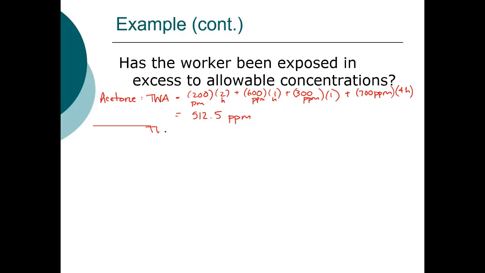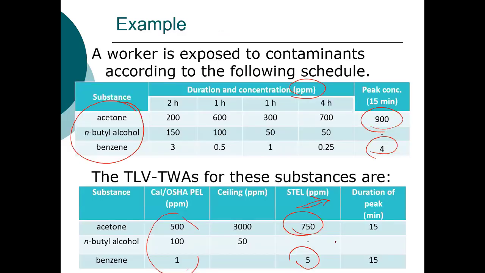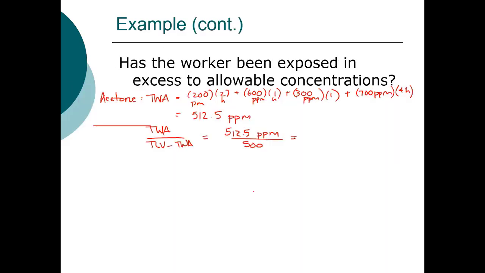The time-weighted average over the TLV-TWA, or that PEL that we've talked about, is 512 parts per million divided by 500, and that is equal to 1.0. That's greater than 1. Actually, even without exposure to any other chemical, we've already exceeded this equivalent exposure. So we actually already know we're in trouble.